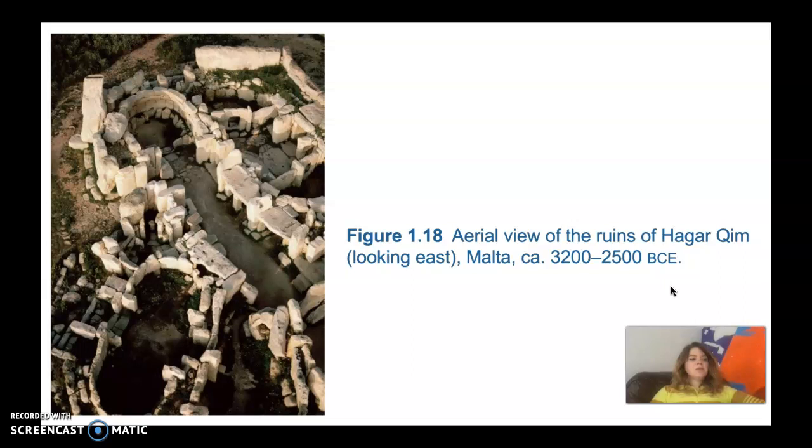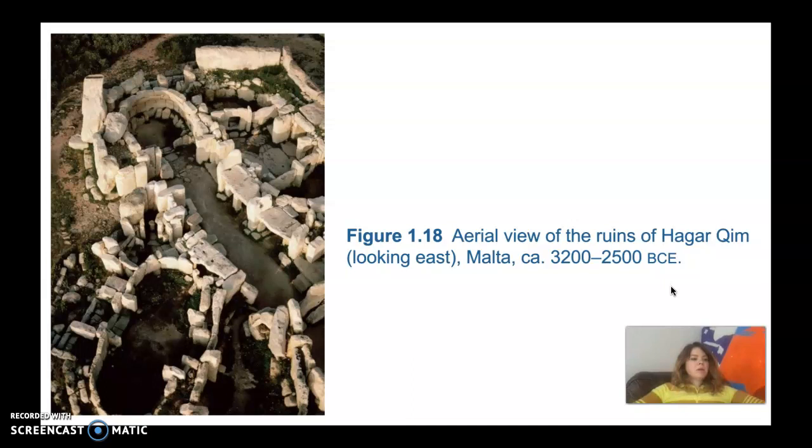It basically features two upright blocks, which are called the posts, and then a horizontal beam placed on top, which is called the lintel. That's how they make a doorway or any kind of passageway. And this technique is used all over prehistoric Europe and even into Egypt.